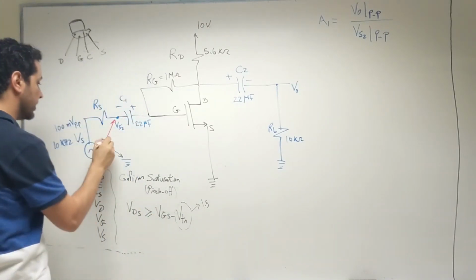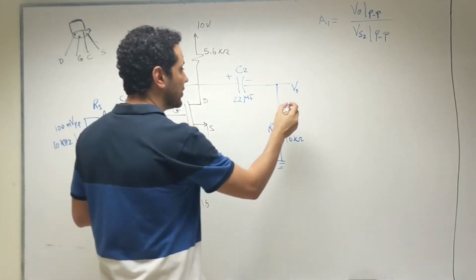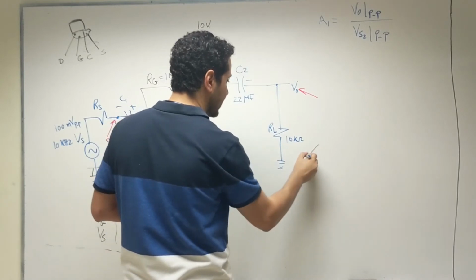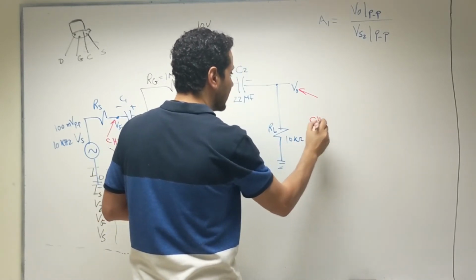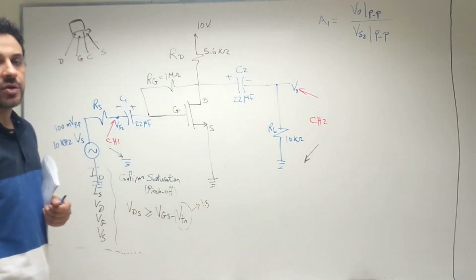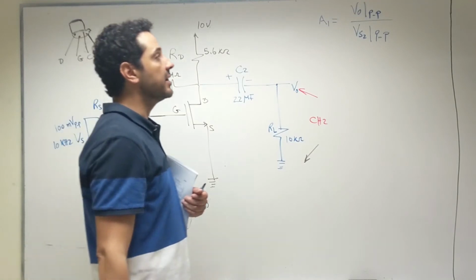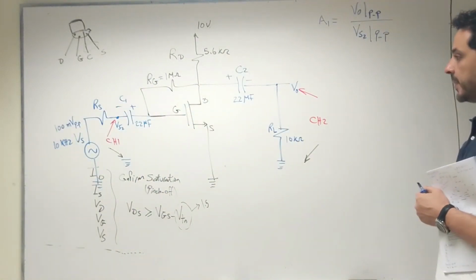So this is channel number 1 of the oscilloscope, and you need to connect channel number 2 of the oscilloscope between V output and the ground. So this is channel 2 of the oscilloscope. You measure the peak to peak of the output voltage, peak to peak of VS2, then you divide them over each other, you will get a gain called A1.